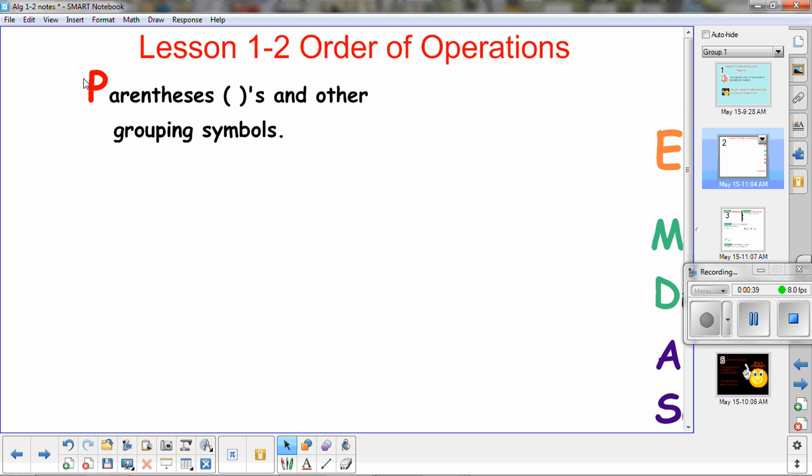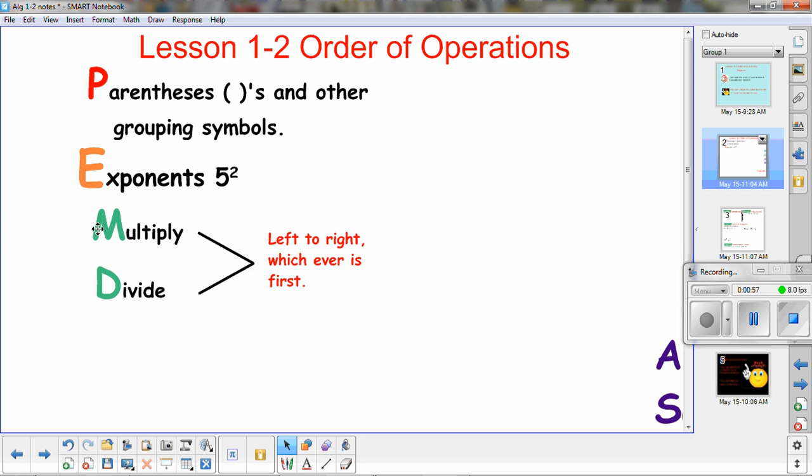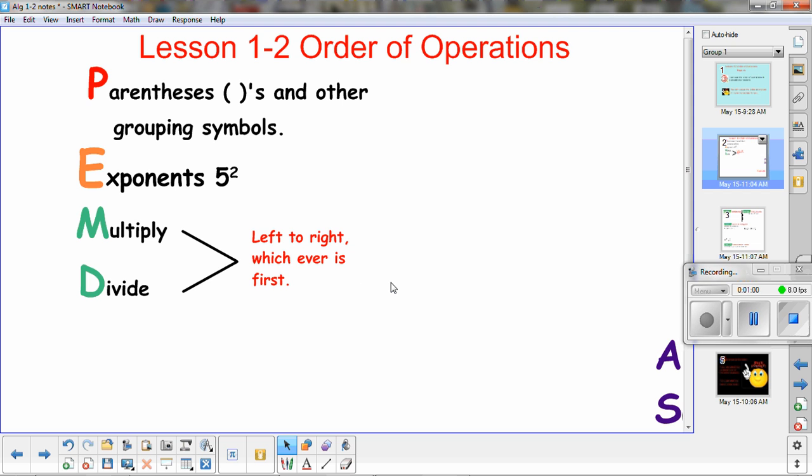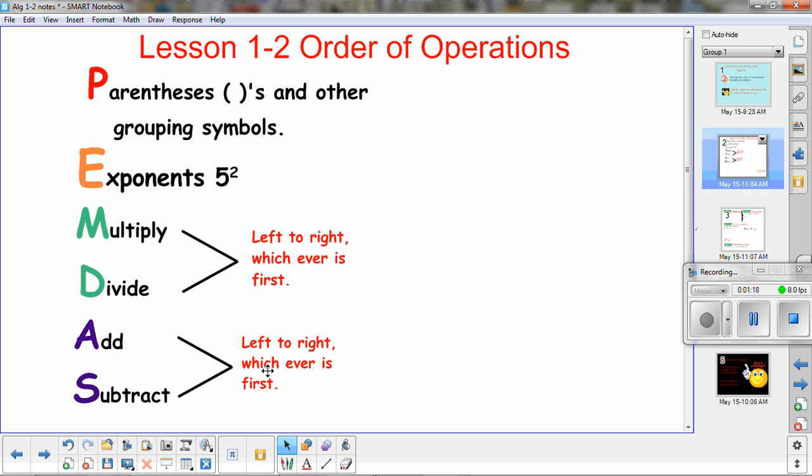The first step is the P for parentheses and other grouping symbols. Then it's E for exponents, such as 5 squared. The M and D are grouped together because it's multiply and divide from left to right, whichever comes first. Some people make the mistake of thinking that multiplication needs to come before division because it's first in PEMDAS, but that's not the case. It's whichever one of the two comes first from left to right. Same thing with adding and subtracting.